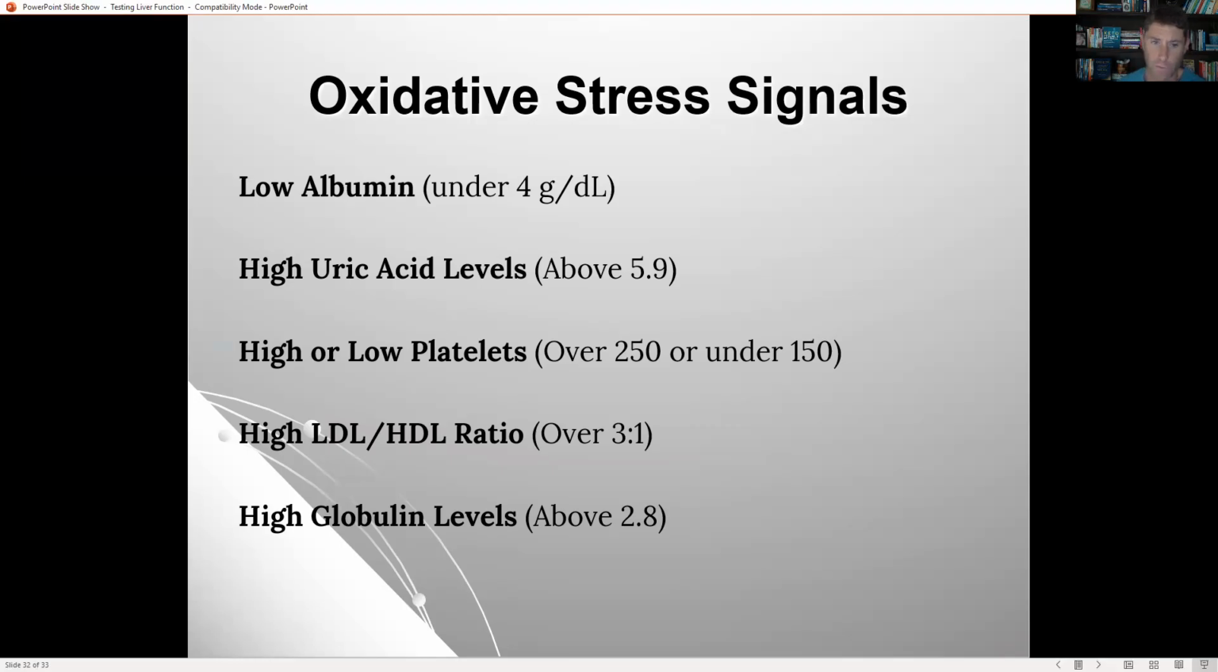There could be some other factors too, like not enough sunshine, vitamin D, food sensitivity sometimes can drive that up, insulin resistance, right? But of course, that insulin resistance is associated with oxidative stress. So that would be why the LDL to HDL ratio would be over 3:1. And then high globulin levels. So if we're seeing globulin levels up over 2.8, that could also be a sign of oxidative stress.